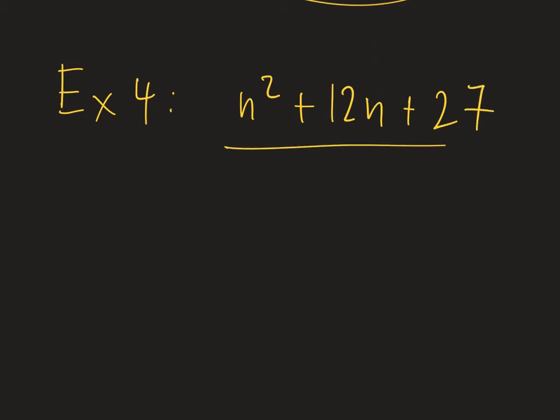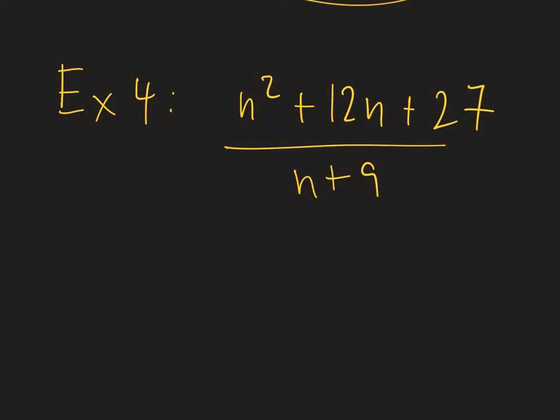Example 4. Okay, here we go. Let's try this one. n squared plus 12n plus 27 over n plus 9. First thing you should do is try to factor the top. Okay, let's see if we can factor the top.